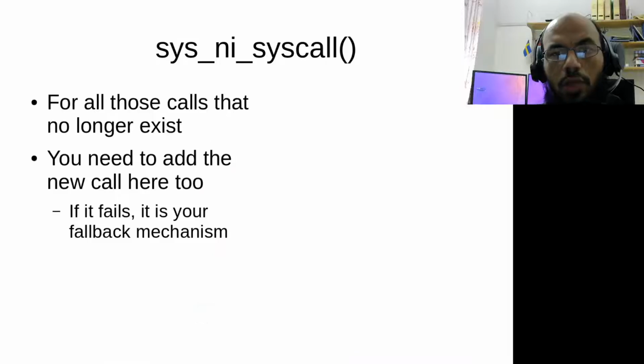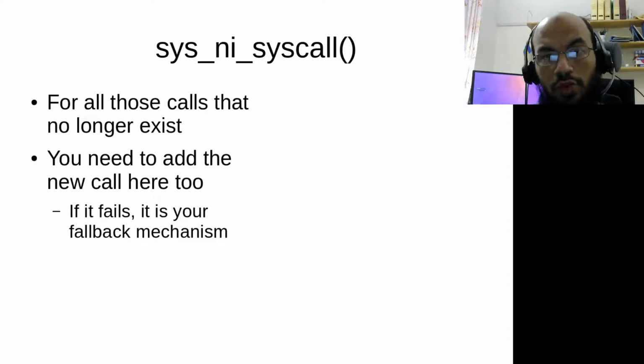Okay, but when you define a system call, you also need to add it to sys_ni_syscall, which is a place to put all those calls that no longer exist. So if you, as a kernel developer, go on the Linux kernel list and decide with Linus Torvalds and the other guys that we do not want this system call anymore, we should remove it, then for backwards compatibility you should add it to this file as something that has already been deleted, no longer exists. But also, you need to add your new call here too.